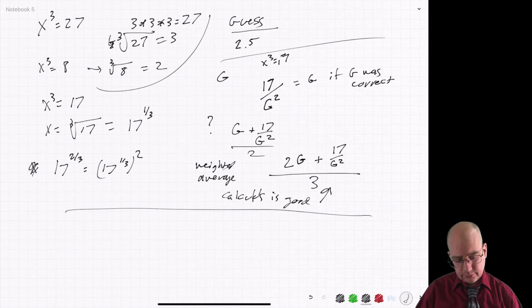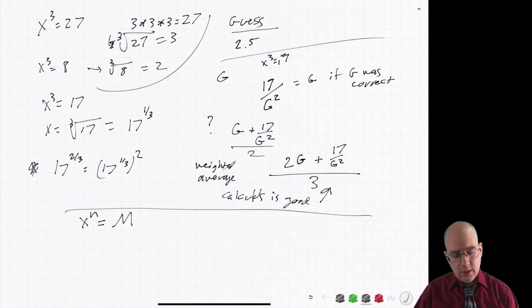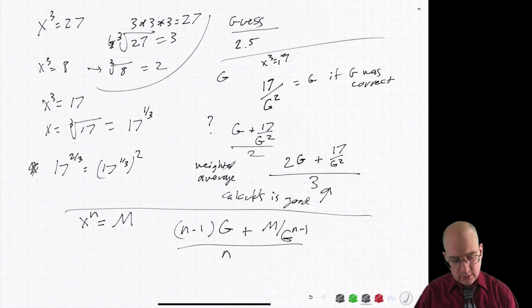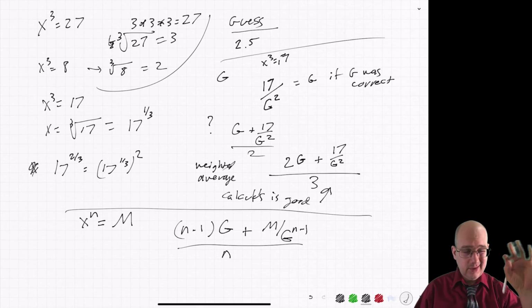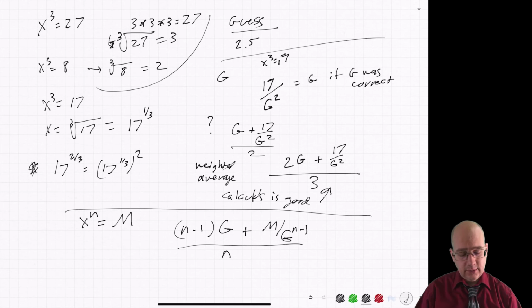And in general, solving something like x to the n equals m, you would use the formula n minus 1 times g plus m divided by g to the n minus 1, divided by n. So it's the same reasoning as before. You have n minus 1 factors of g dividing into your target to get the other version of the guess. You weight it with n minus 1 copies of itself in that new factor, and then you divide by n to get that average.